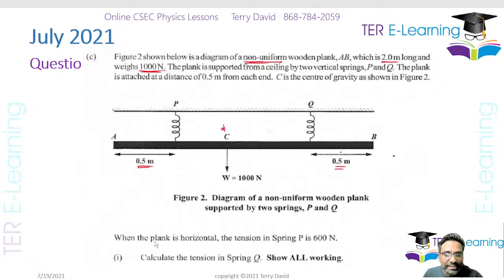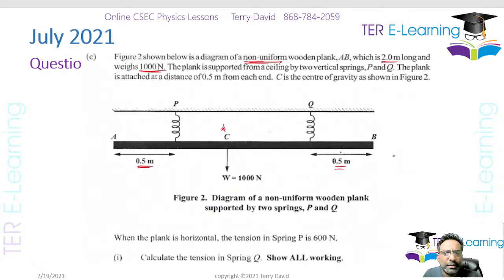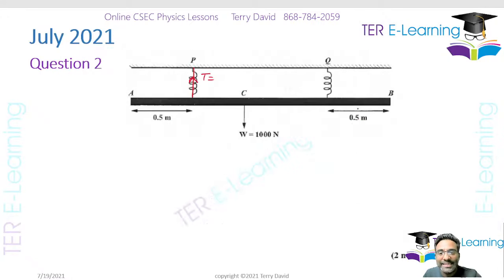Now here's what they want. They said when the plank is horizontal, the tension in spring P is 600. So let's have a diagram here. This is my spring P, and this here is my tension. Looking for it, it's down here. So they said it's 600. So my tension in spring P is 600 newtons.